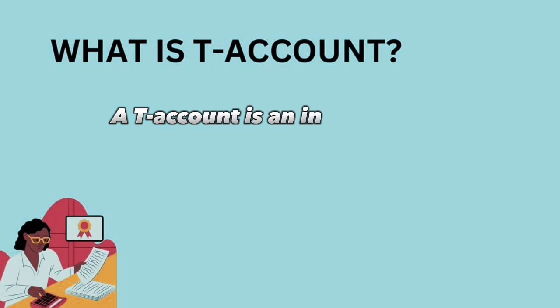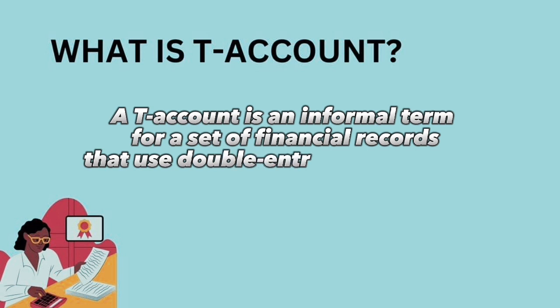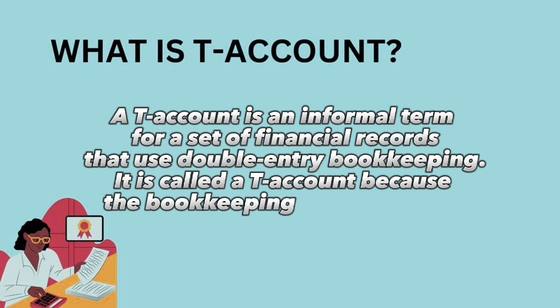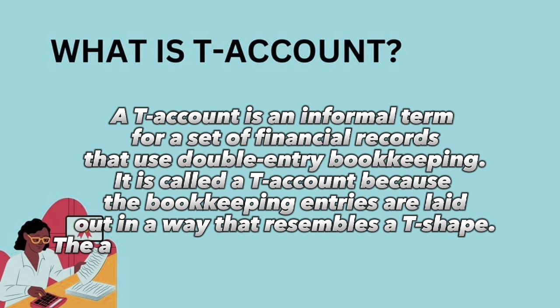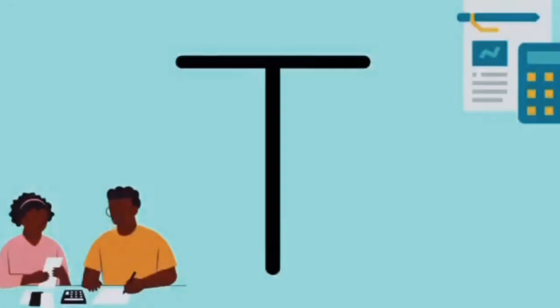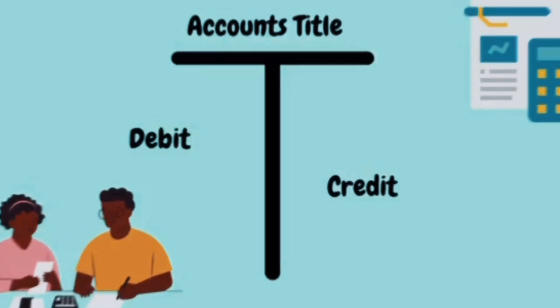A T account is an informal term for a set of financial records that use double entry bookkeeping. It is called a T account because the bookkeeping entries are laid out in a way that resembles a T shape. The account title appears just above the T. The T account has three sections. The top is the name of the account or account's title. The left-hand side is where you enter debits, while the right-hand side is where you enter credits.